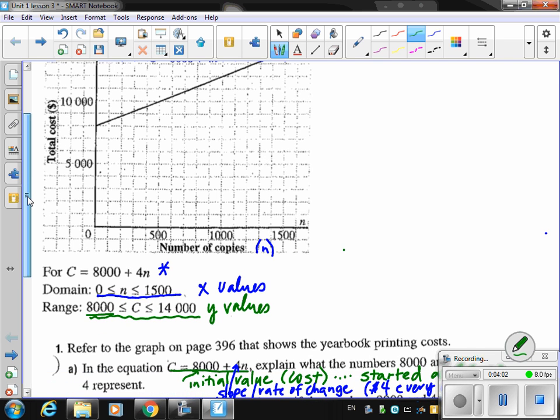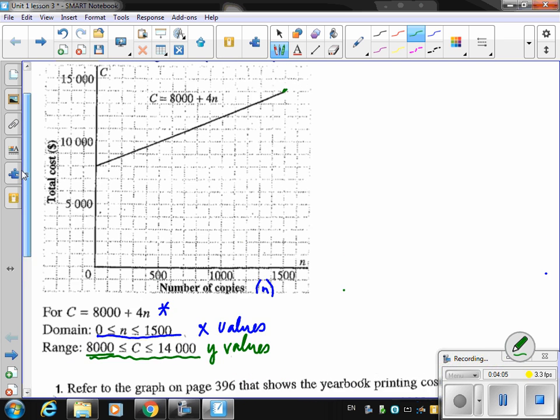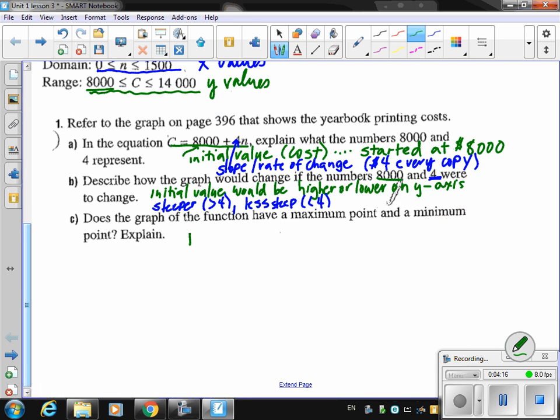So it appears that our maximum value would be almost $15,000. What is it, 10? 13,000, something like that. It does have a maximum when we do the 1,500 copies. If we didn't have an end value on the domain and we just kept making more and more yearbooks, we could make more and more profit. But we do have a maximum because of the domain.